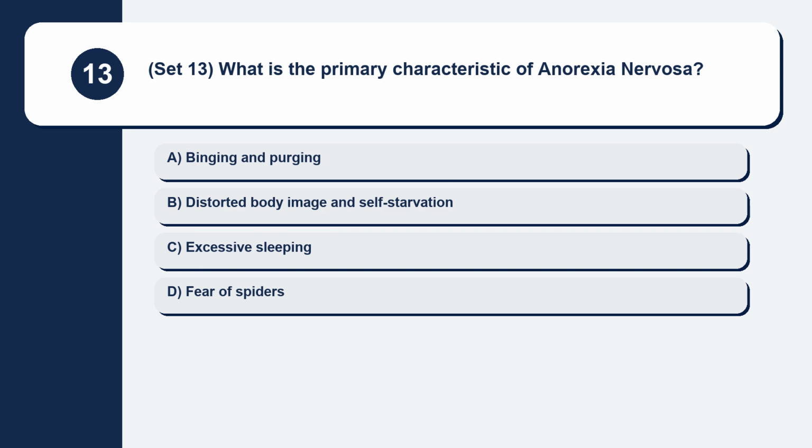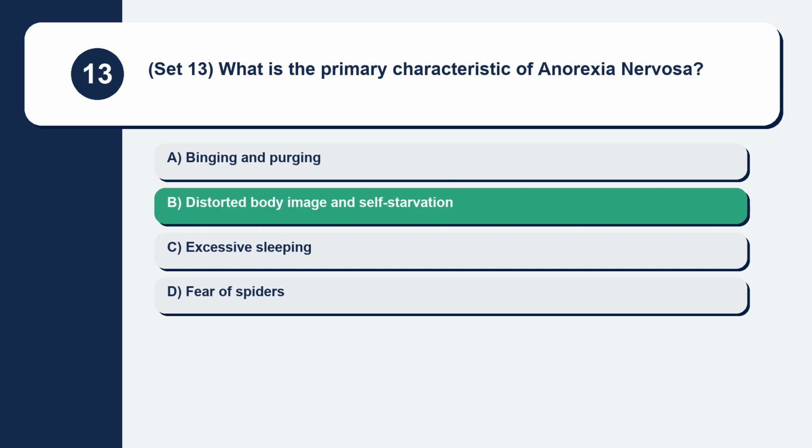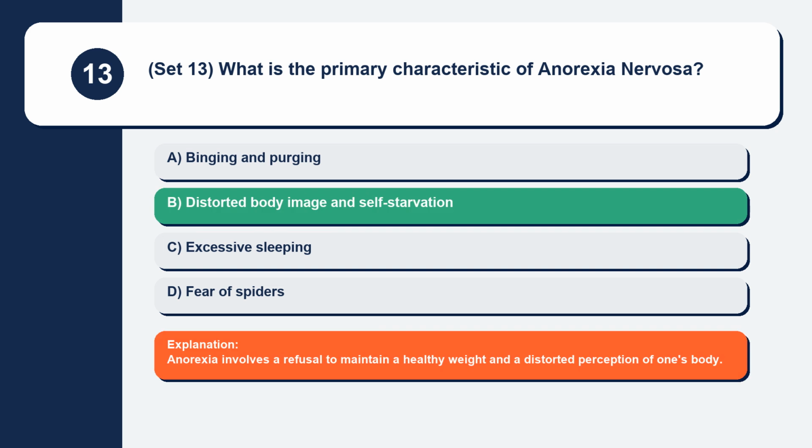Question 13, Set 13. What is the primary characteristic of anorexia nervosa? Binging and purging, distorted body image and self-starvation, excessive sleeping, fear of spiders. Anorexia involves a refusal to maintain a healthy weight and a distorted perception of one's body.